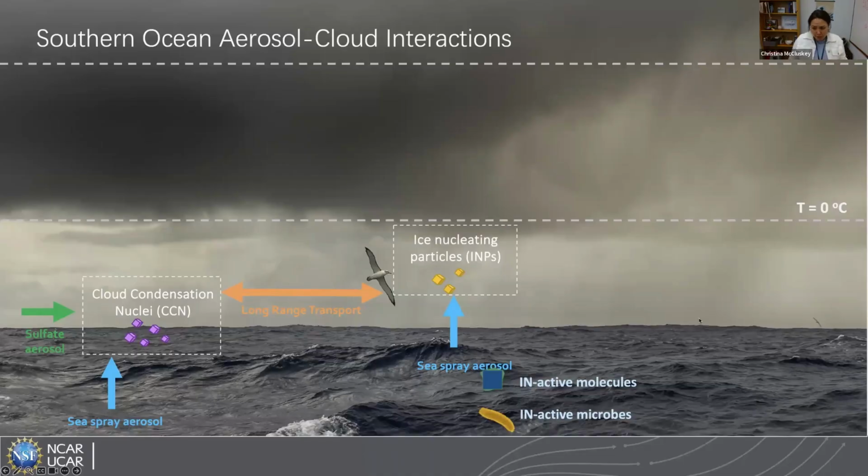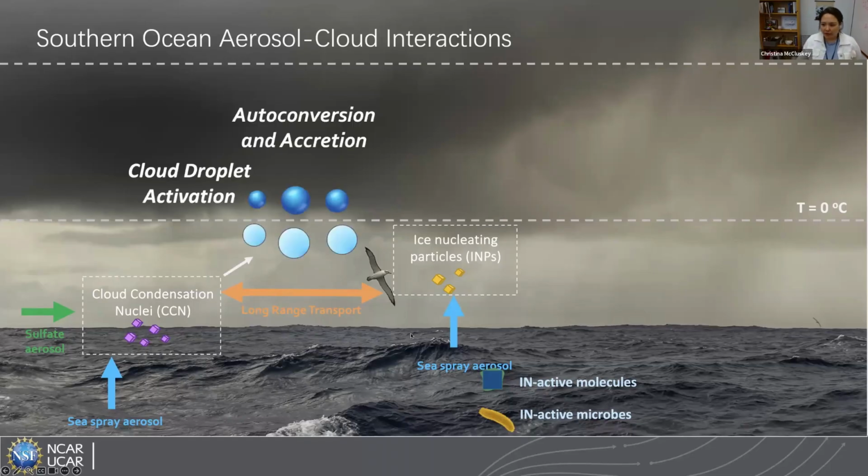So thinking about this conceptually, in terms of how we want to tackle assessing the model, I'm going to first talk today about the aerosol piece of this. So thinking about the different sources of cloud condensation nuclei, or CCN. These are sea spray aerosol, sulfate aerosol, and even long-range transport. And then ice nucleating particles, for which there have been a lot of different measurements from different groups looking at sea spray aerosol sources and also long-range transport of things like mineral dust. So I'll talk about that.